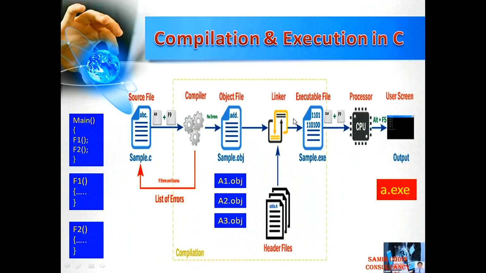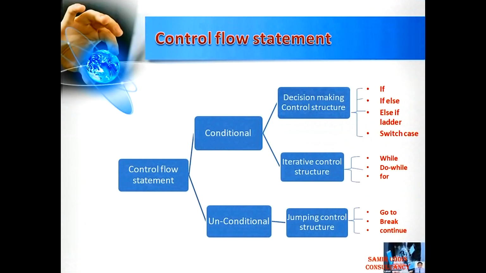During execution of the program, it is loaded into the RAM. As a result, users are able to see the output of the program. So this is how the compilation and execution process occurs in C programming. Now let's discuss control flow statements in C.